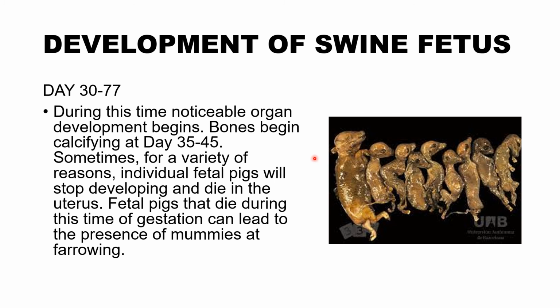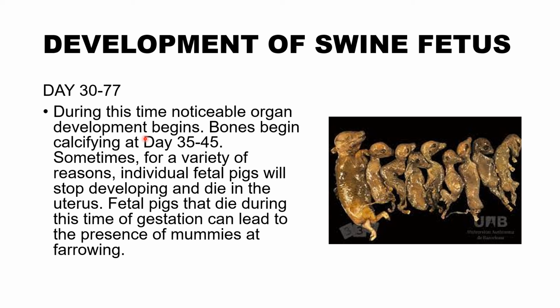And then day 30 to 77, during this time, noticeable organ development begins. So, you can already see the actual shape of the piglet. Bones begin calcifying at day 35 to 45. Then, sometimes for a variety of reasons, individual fetal pigs will stop developing and die in the uterus. So, in day 35 to 45 or day 30 to 77, the pig is now somewhat sensitive.